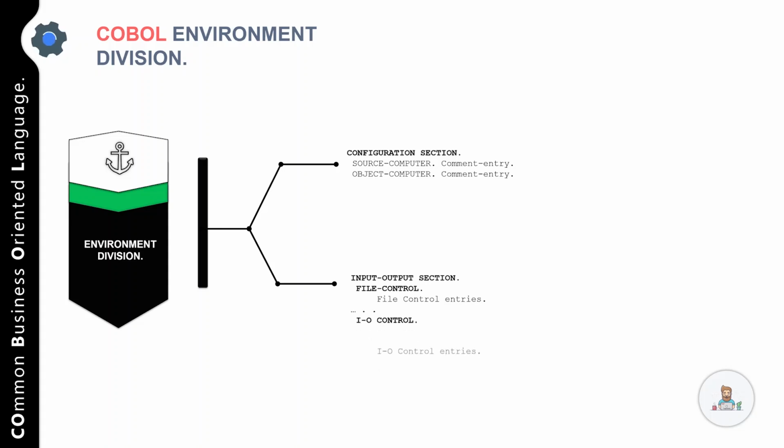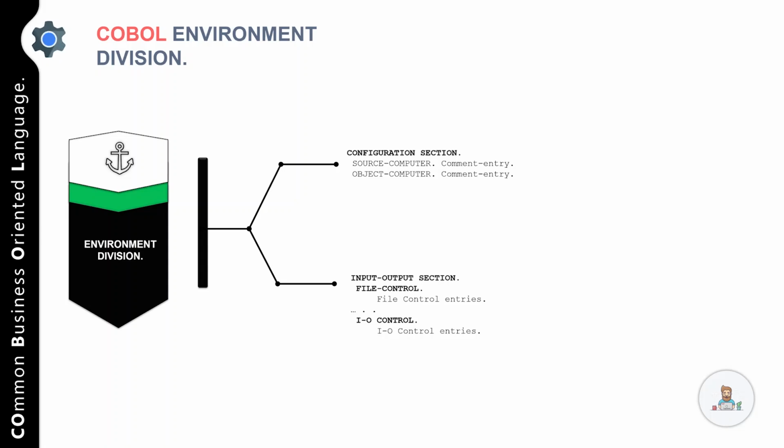The source computer paragraph is used to describe the computer on which the source text is to be compiled. The object computer paragraph specifies the system for which the object program is designated. The input-output section is further divided into two different paragraphs.